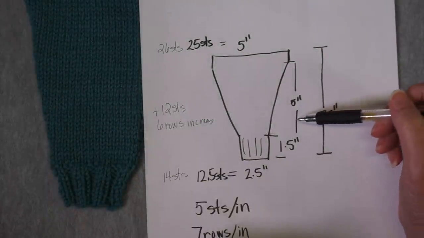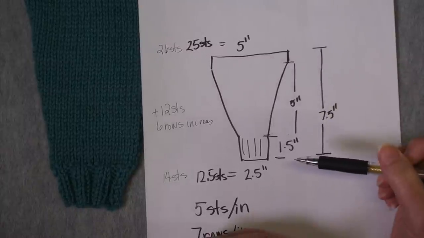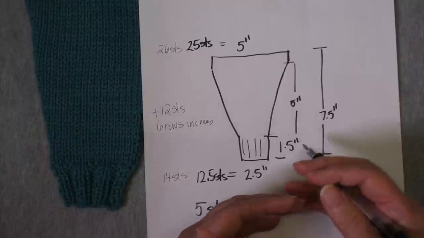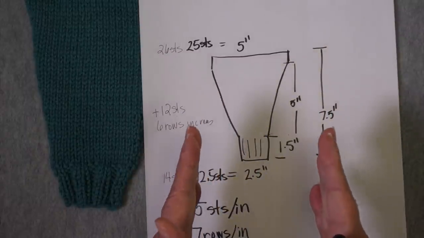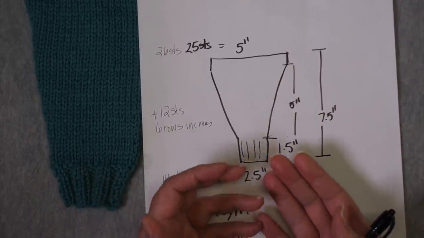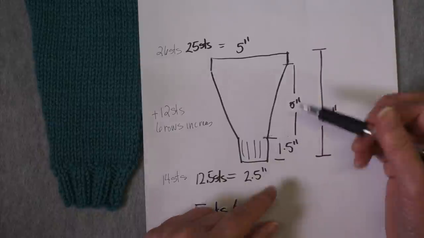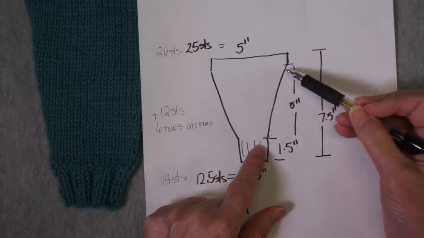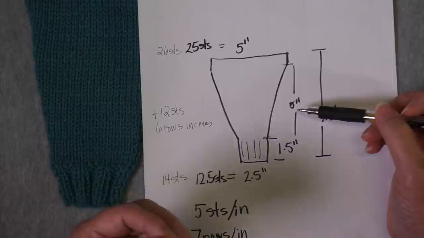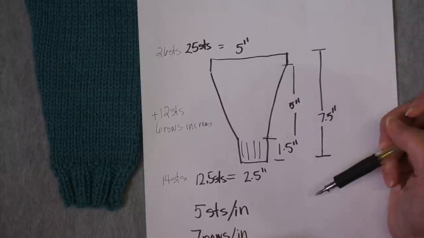Now it's time to look at how many rows it is going to take me to work these 5 inches. Oftentimes in knitting, it doesn't matter how many rows we knit because we're being told just to knit it to a specific length. If you're working straight, like the body of a sweater, and you're not doing any increases or decreases, it really doesn't matter how many rows or rounds you're knitting because what's important is the total length that you're getting. But when you're doing shaping like this over a large number of rows, you really need to calculate the number of rows it is going to take using your row gauge, and then figure out how you're going to space out those increases.